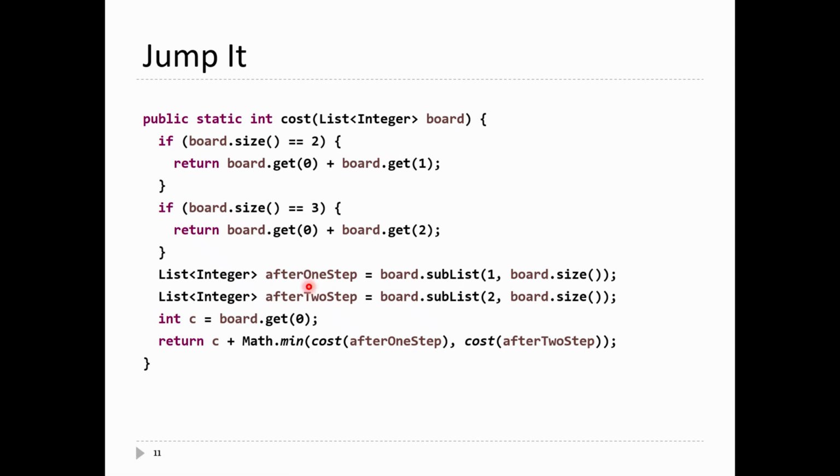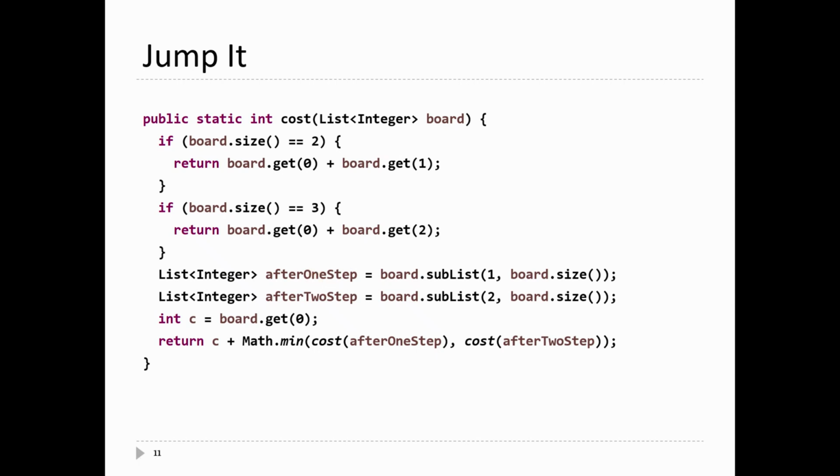So after taking 1 step, the remainder of the board is the sublist starting at the second element of the board. After taking 2 steps, the sublist starts at the third element of the board and goes to the last element of the board. The cost of your current square is board.get(0). So the total cost of solving the problem is the current square plus whatever is smaller after solving these two boards.